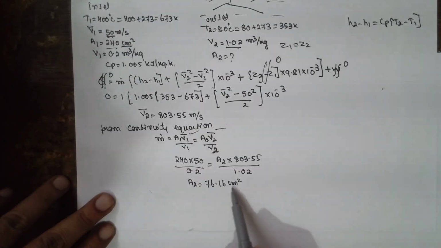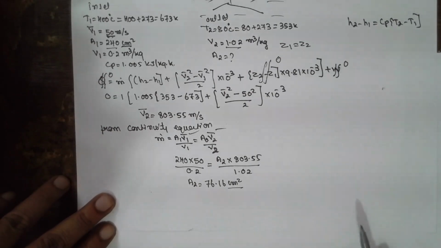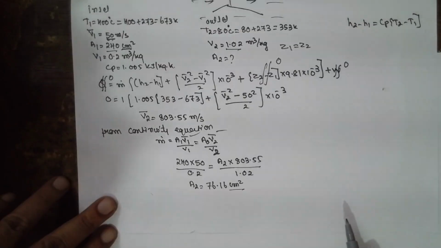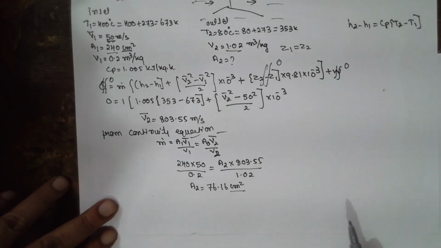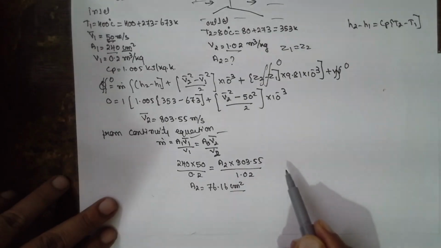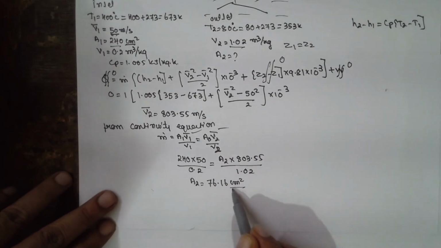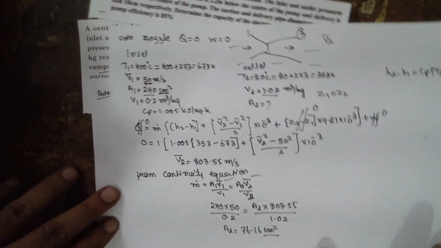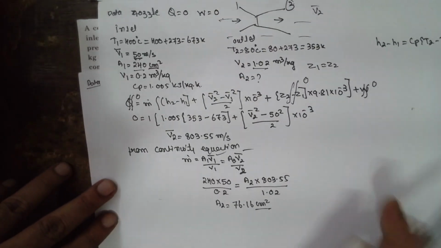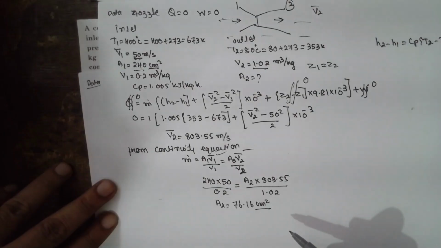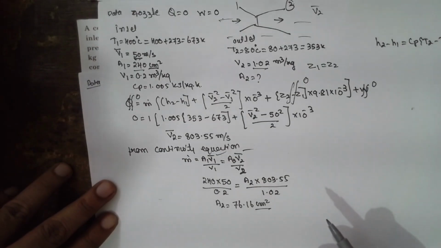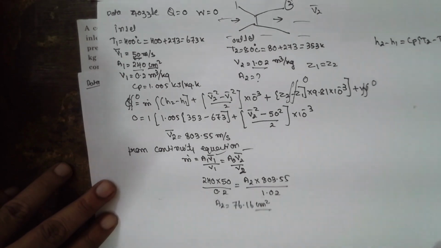The final answer I have kept in centimeter square only. See here, we are not cancelling any unit here. If you want to convert into meter, you can convert it, no problem. You will get the same answer. Now it is in terms of centimeter square. If you divide by 100, you will get it in terms of point. You can cross check it.